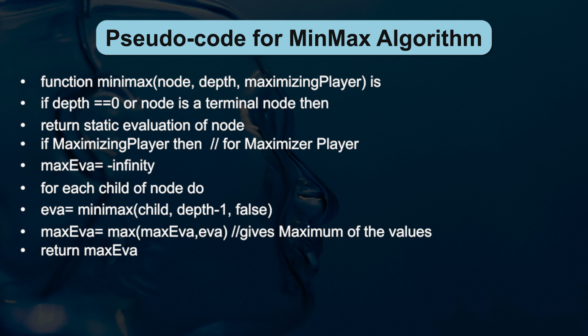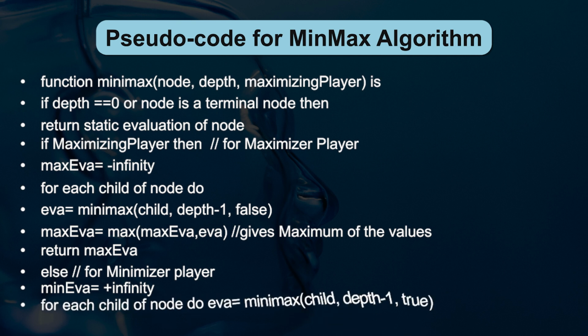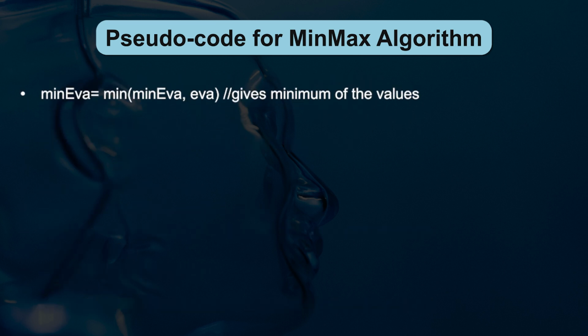Step 11, else, for the minimizer player, minEva is equal to plus infinity. For each child of node, do eva equal to minmax(child, depth-1, true). minEva is equal to min(minEva, eva), that means it gives the min of the values. Step 17, return minEva. So the initial call is minmax(node, 3, true).